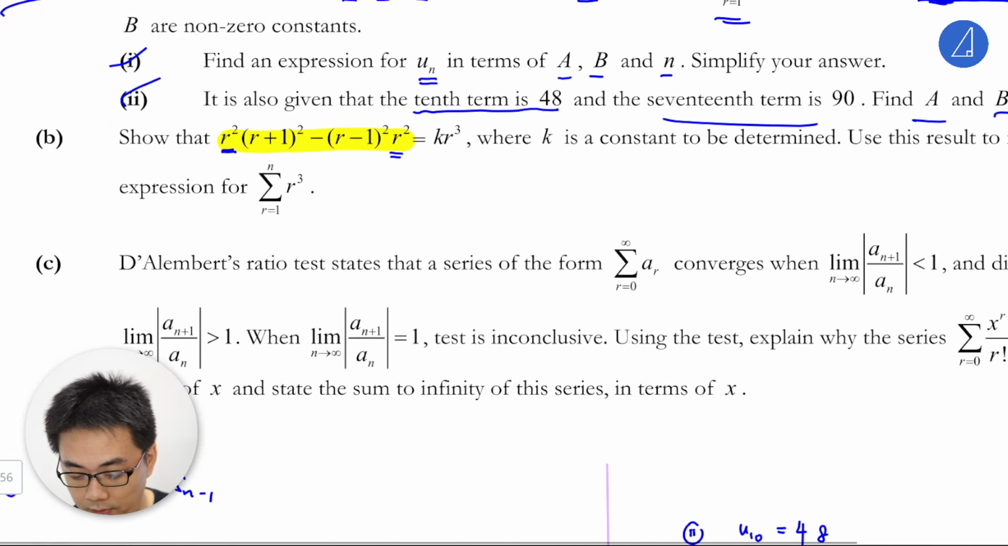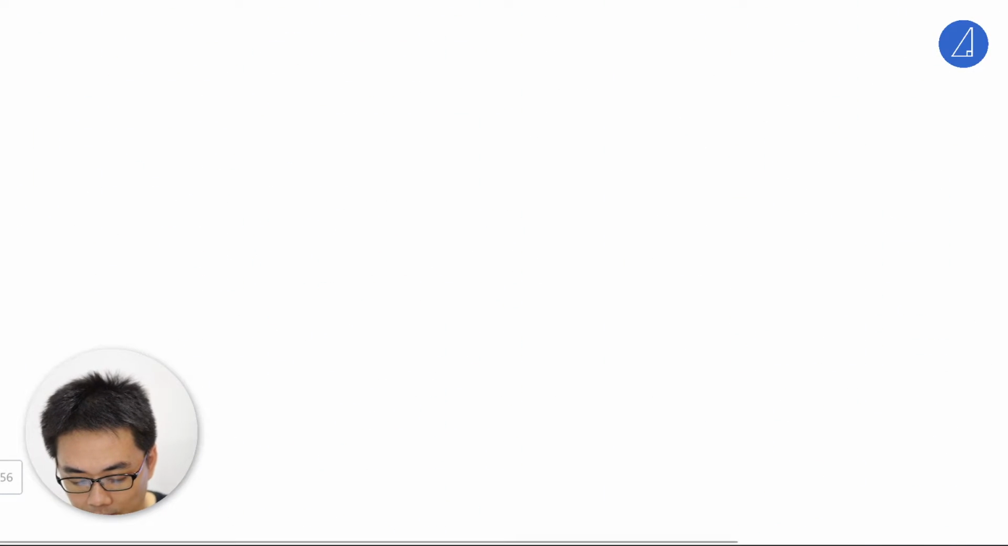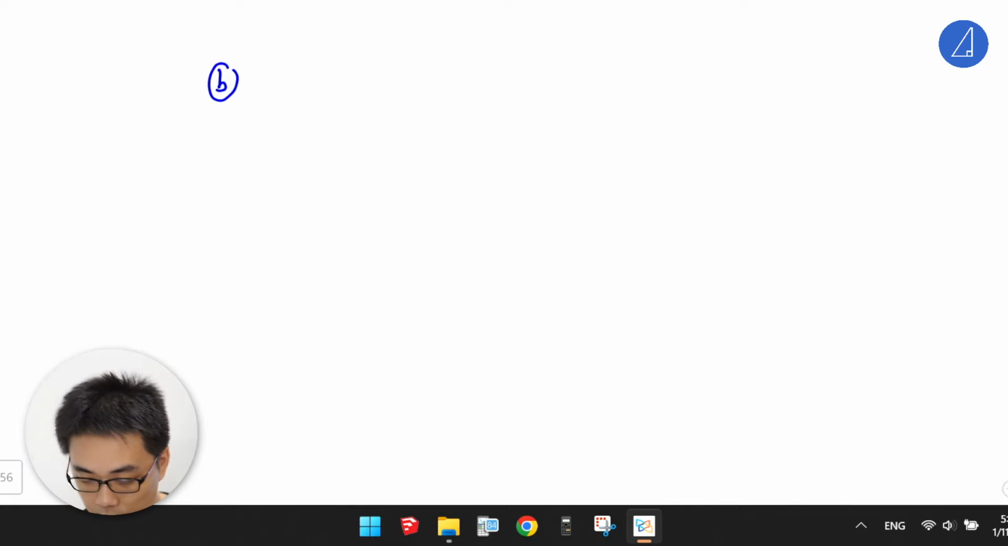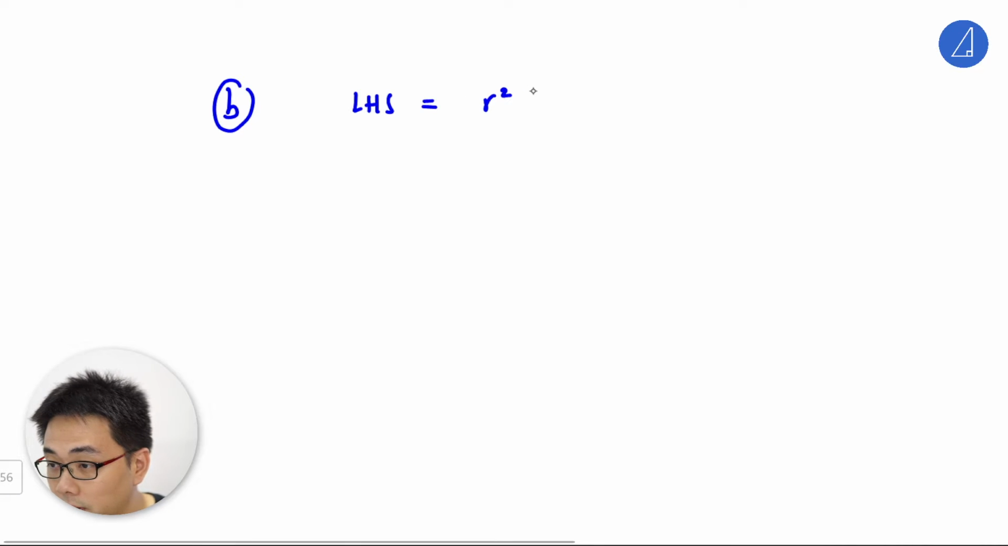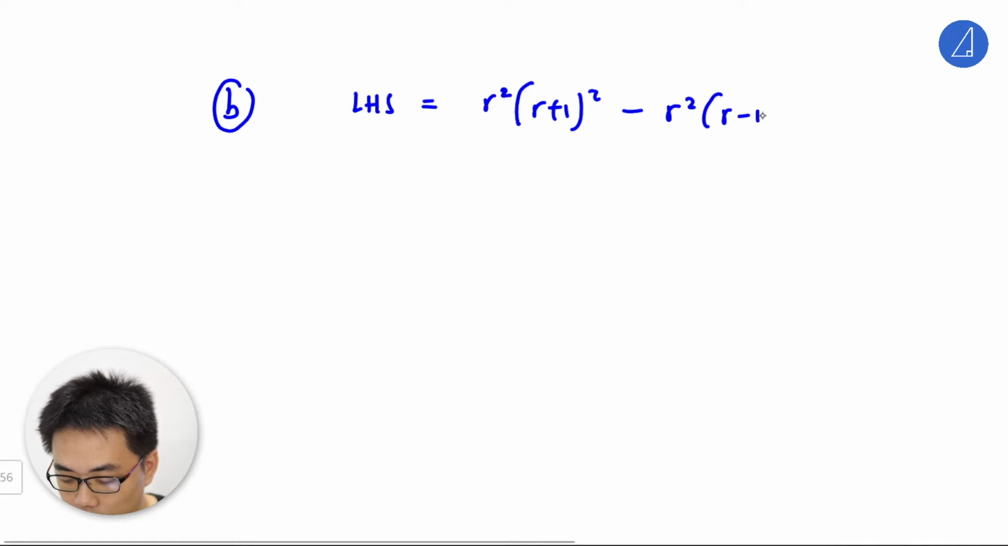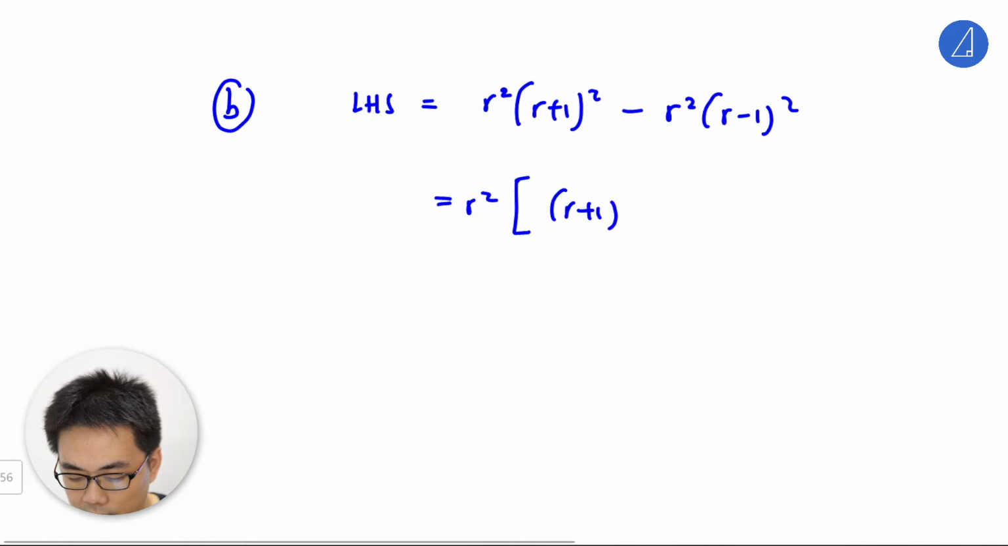Okay. So even for this case here, your first intuition is to expand. I understand, but if you can, you see if I were to factorize, right, it'll be much faster. Left hand side: r square (r plus 1) square minus r square (r minus 1) square. So you just factorize it out. R square, maybe (r plus 1) square minus (r minus 1) square.